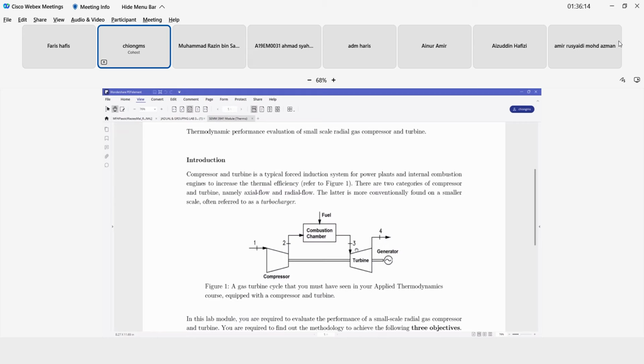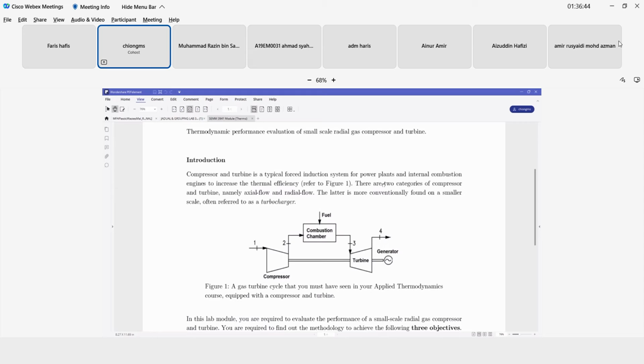Okay, and the turbine is the one that recovers the energy from the exhaust gas. It takes the heat energy from the exhaust gas, it recovers it, it drives a compressor. Sometimes in your applied thermal class, you also learned that it can generate electricity. That's how a gas turbine works. It's used to generate electricity actually. Okay, so these are the two components that you'll be looking at, and you are going to look at the thermodynamic performance of it.